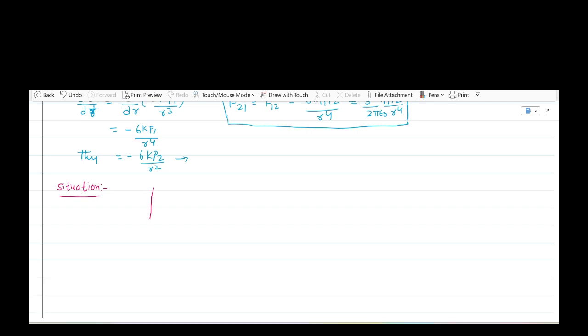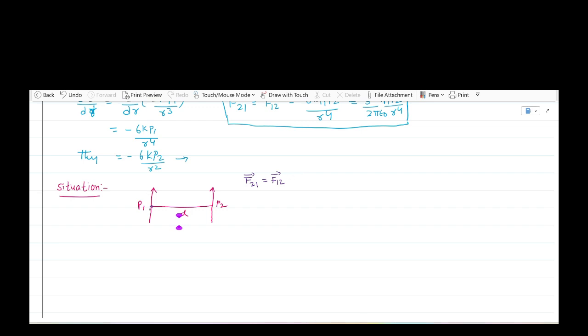Consider a situation like this. This is the dipole, one dipole P1, the other dipole of dipole moment P2, separated by the distance d. Here it is very clear to find out the force we have to use. The force on 2 by 1 is equal to the force on 1 by 2 according to Newton's third law. And the directions of the dipoles are given.